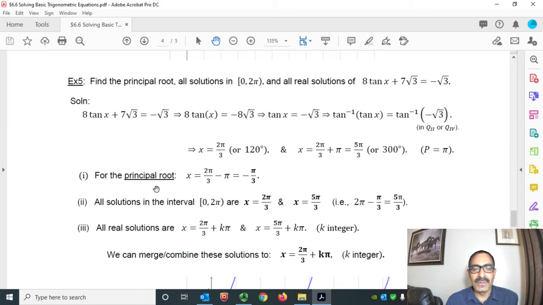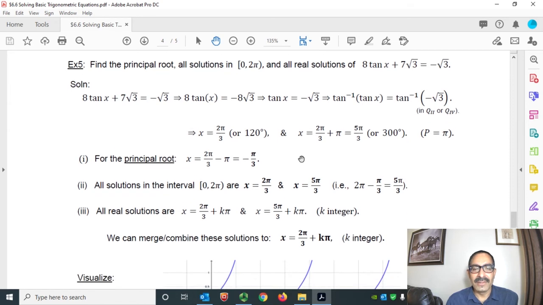But for the principal root, I need to look for the smaller angle. So the reference angle, that means for 2 pi over 3, I need to subtract pi. So for the principal root, x equals 2 pi over 3 minus pi. Solve these two fractions. So here 2 pi over 3 minus pi over 1. LCD is 3. Then multiply this pi by 3 and divide by 3. Then 2 pi minus 3 pi over 3. That means minus pi over 3. So minus pi over 3 is the principal root.